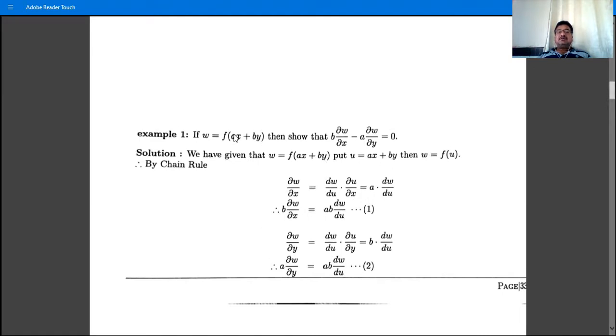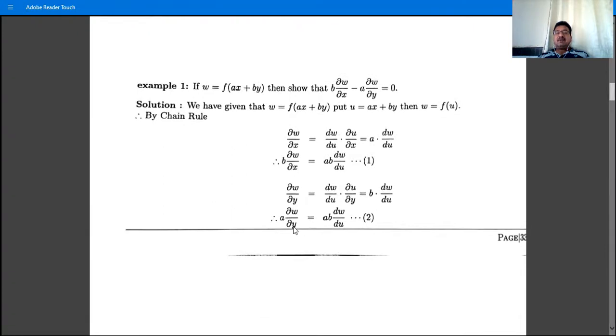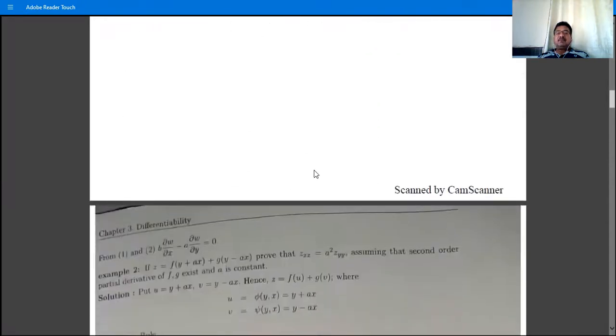So w is f of ax plus by, and we have to prove this. Suppose ax plus by is u, and then w is f of u, that is, w is a function of u, and u is a function of x and y. Therefore we have ∂w/∂x and ∂w/∂y by chain rule: ∂w/∂u times ∂u/∂x. So we have this again, ∂w/∂y is this, and then consider b ∂w/∂x minus a ∂w/∂y as the LHS, and substitute the value of ∂w/∂x as a dw/du and ∂w/∂y as b dw/du, and then we have the answer 0. Okay.